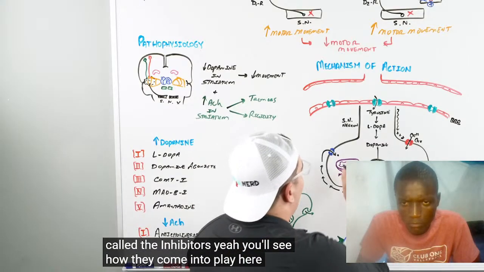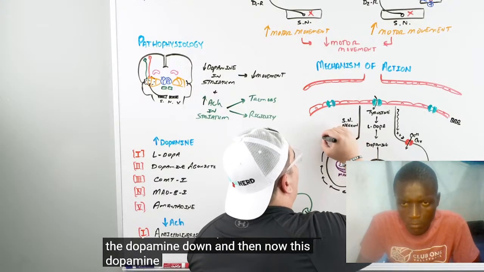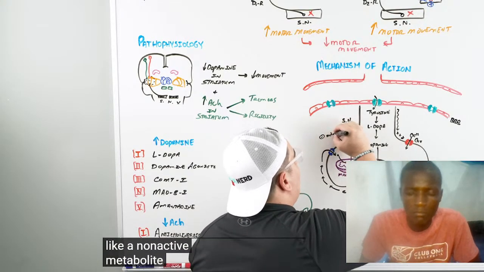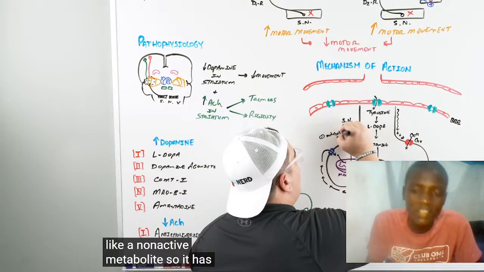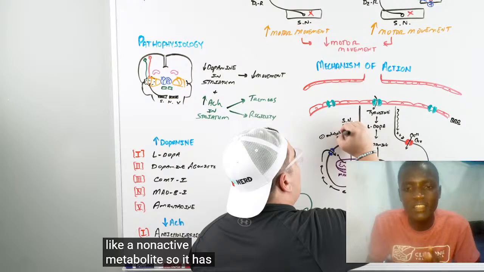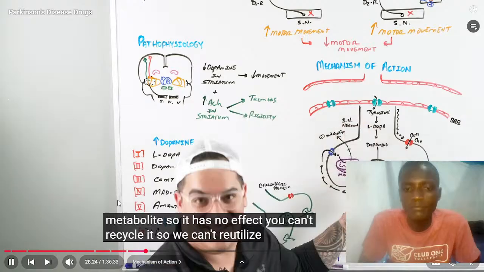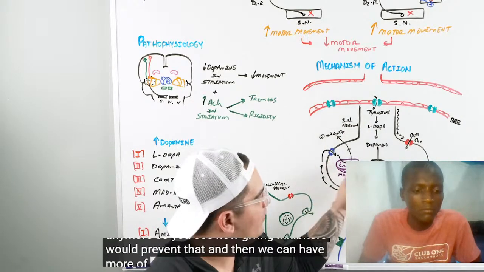This actually takes the dopamine and breaks the dopamine down. And then now this dopamine is an inactive or kind of like a non-active metabolite. So it has monoamine oxidase, that's an enzyme that catabolizes it. It breaks down the dopamine into inactive, no effect. You can't recycle it, so we can't reutilize it anymore. So you see how giving inhibitors would prevent that, and then we can have more of the dopamine being recycled.